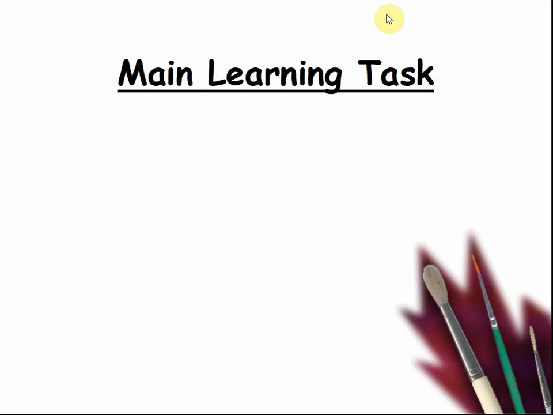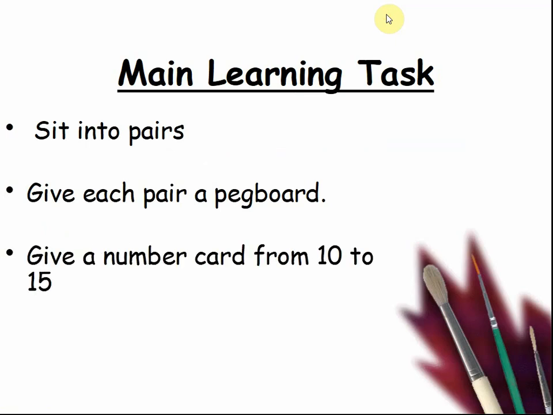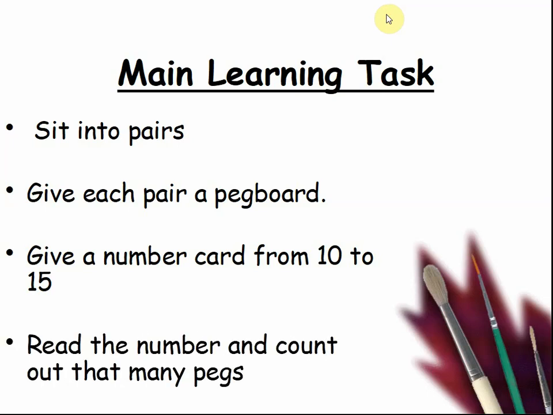Here is the main learning task. Sit in pairs. Give each pair a pegboard. Give a number card from 10 to 15. Read the number and count out that many pegs. Pause the video while you do this.